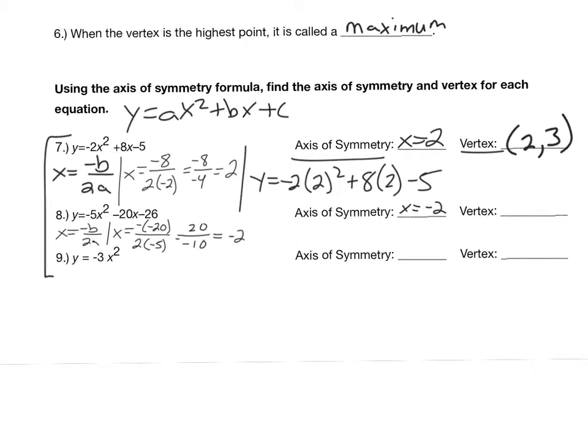Now what about your vertex? Well, to find your vertex, you would need to take that axis of symmetry, that x value, and plug it into your original quadratic equation and solve for y. So if we do that, that would be y equals negative 5 times negative 2 squared minus 20 times negative 2 minus 26. And you just compute that and you'll get your vertex, which in this case is going to be (-2, -6).